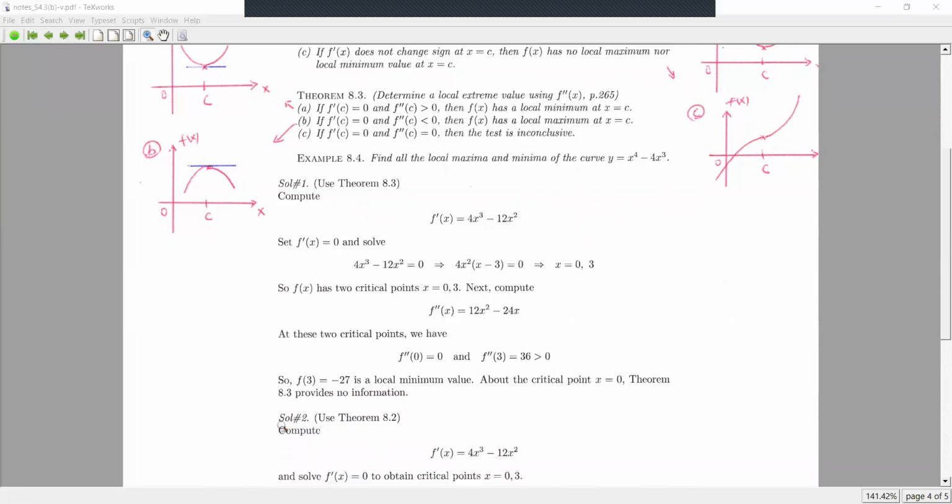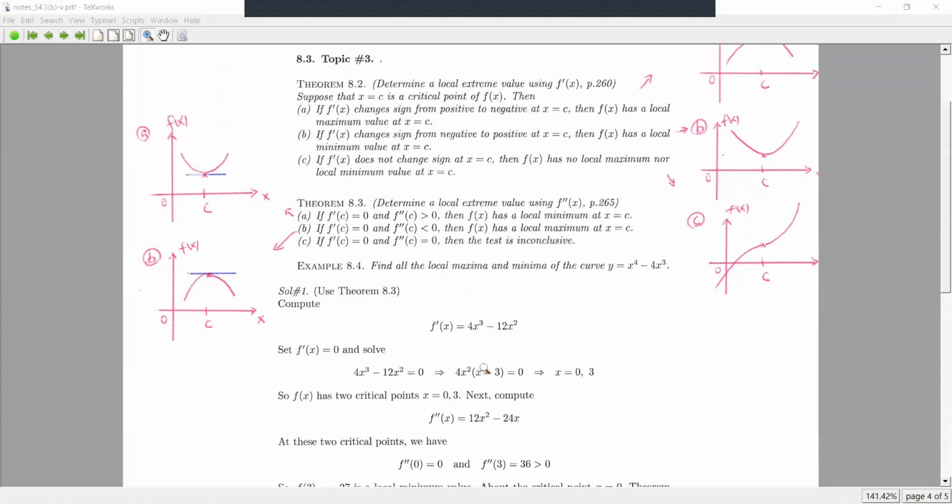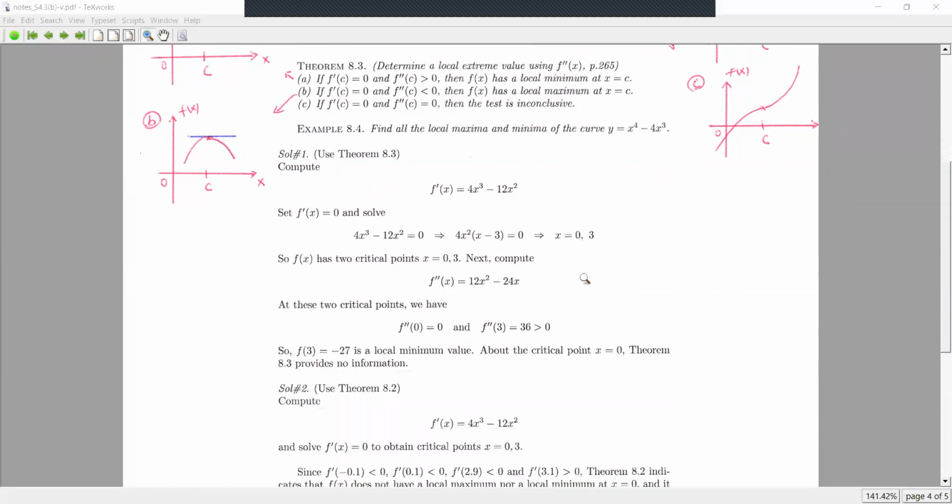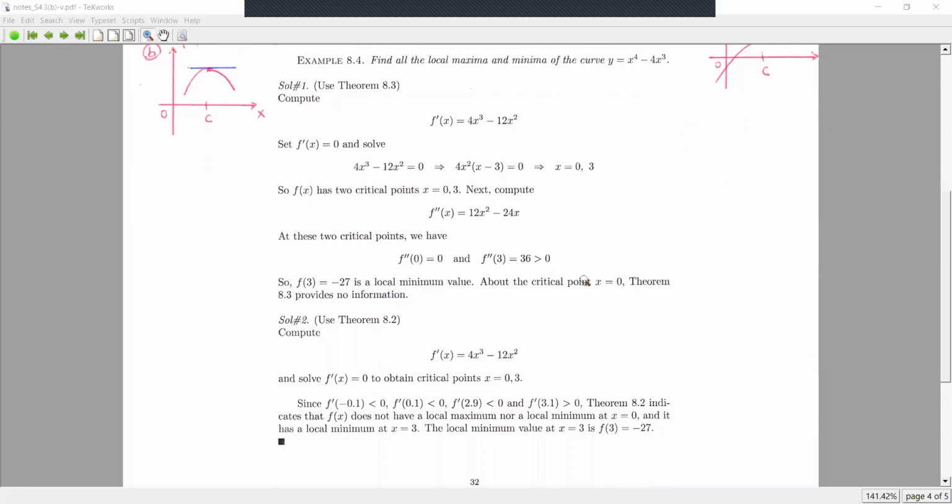Now, solution 2. In solution 2, I use this theorem to answer the question. Again, to find all the local extreme values, we first find critical points. Compute the derivative, set the derivative to 0, then we get two critical points, 0 and 3.